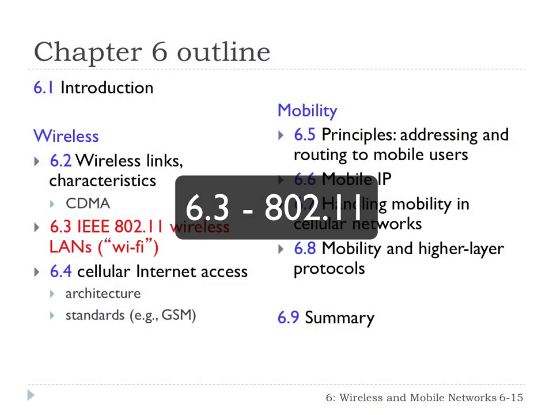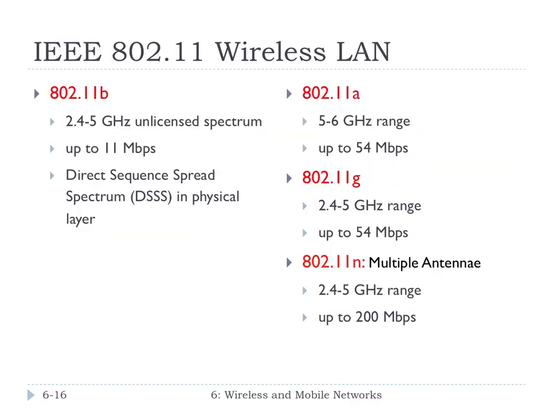This is section 6.3 on 802.11 wireless Wi-Fi. These are four 802.11 protocols that have been defined and standardized. You know these letters, right? 802.11b, A, G, and N. All these protocols are wireless protocols that allow for wireless local area networks.